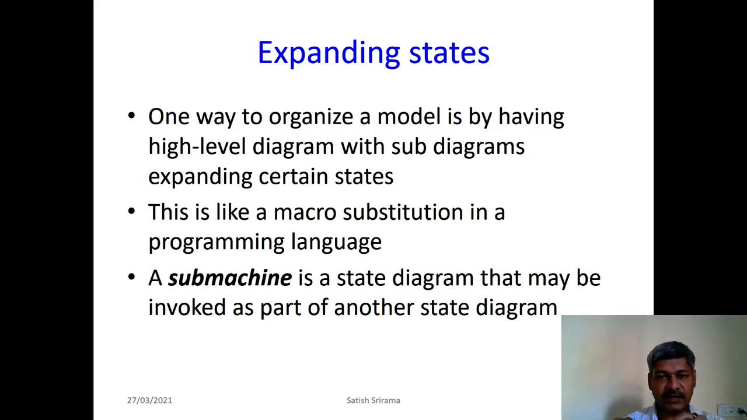So there will be a state diagram. One of the states you will represent in the original diagram. At that particular state, you will have a complete sub-state diagram, which will be substituted here. And this sub-state diagram is called a sub-machine. A sub-machine is a state diagram that may be invoked as part of another state diagram. Let me show you the example that makes it clear for you.